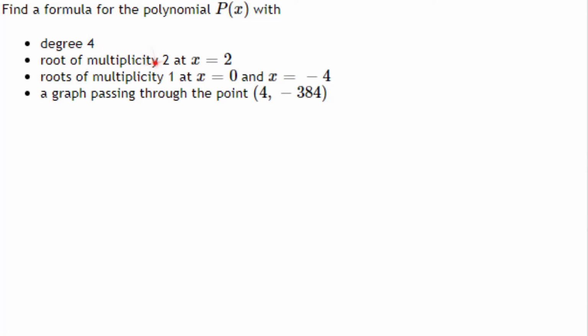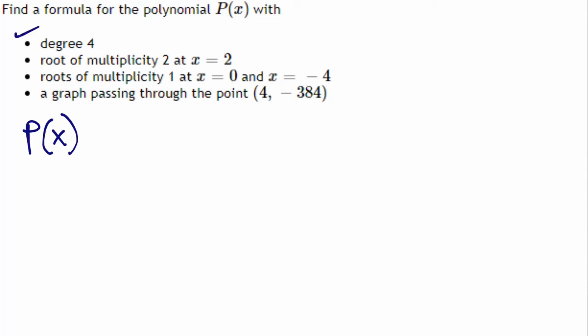The root of multiplicity 2 occurs at x is equal to 2. Roots of multiplicity 1 occur at x is equal to 0 and x is equal to negative 4. And the graph must pass through the point 4, negative 384. Okay, so let's set up what our polynomial is basically going to look like. So that means p of x.